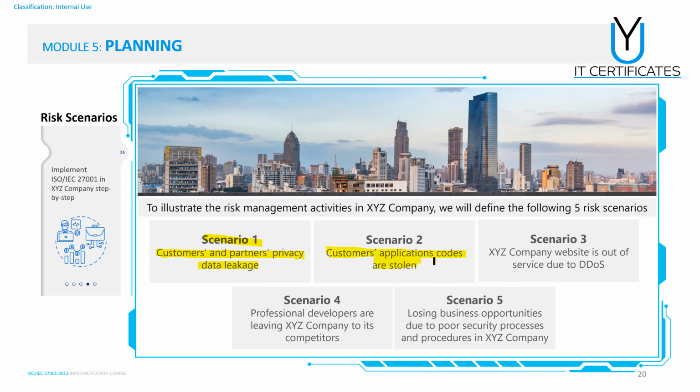This is risk number 2. Risk number 3, that the XYZ company website is out of service due to DDoS. Do you know what DDoS is? The DDoS, distributed denial of service. You are right. A lot of machines, a spam from one device. Sorry, can you repeat again? It is when a lot of different machines send a huge volume of data in a small amount of time to one network or one machine.